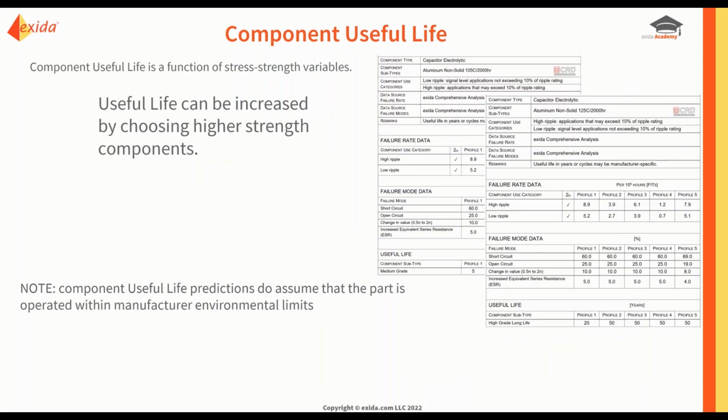You can also do things like pick a better component. Let's take a look at an electrolytic capacitor called 105/2000. The 105/2000 capacitor is much less expensive, and the ones I looked at are actually a little smaller. What is it? In profile number 1, 5 years? Oh my.